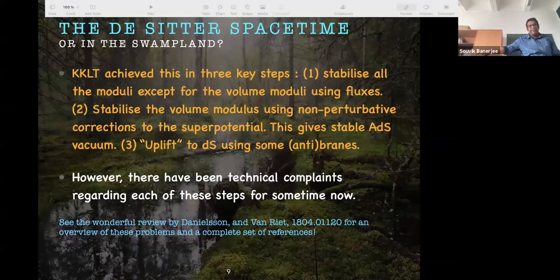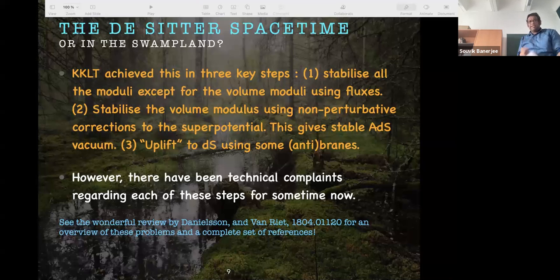I will just mention what KKLT did. So let me give a toy example. This toy example I like very much, and it is from this book by McAllister and Baumann. It is a nice book on string cosmology, and they provided a very nice toy example to show what moduli stabilization is and why it is needed.